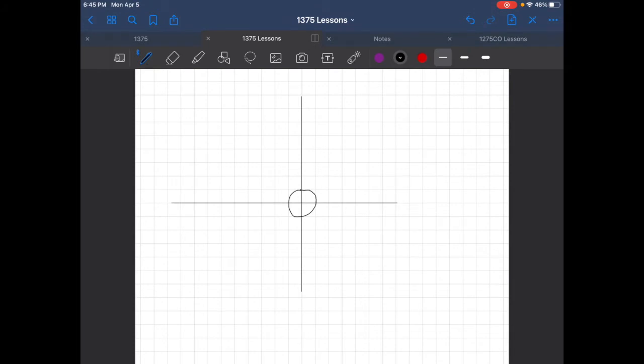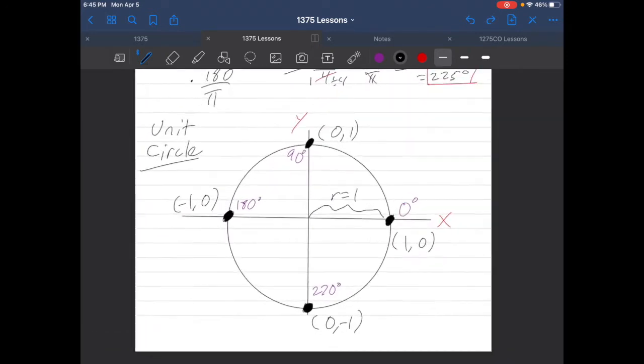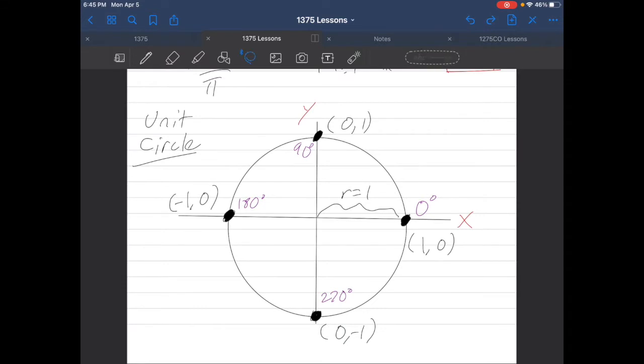Well, 4 of the major points here are these 4 points right here, right? So what we're looking at is this circle here, just blown up a whole lot, all right? The radius is equal to 1, and we have these 4 points here. That is 1, 0; 0, 1; negative 1, 0; and 0, negative 1.